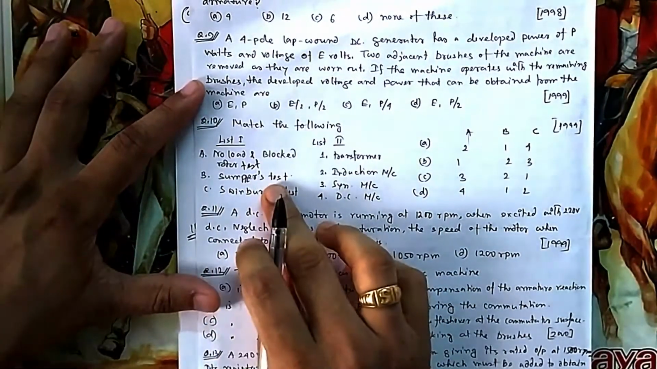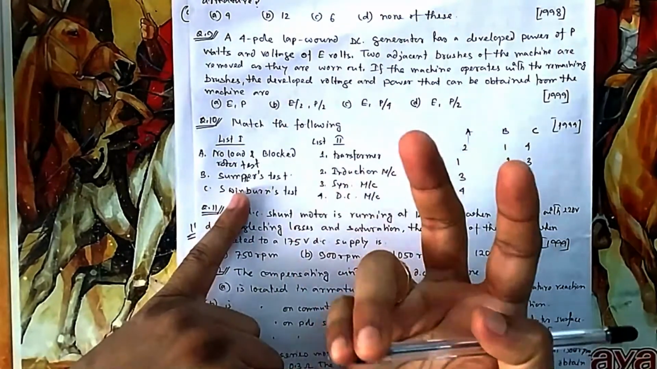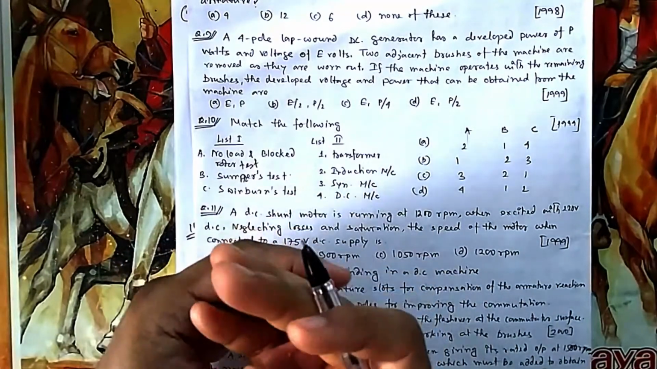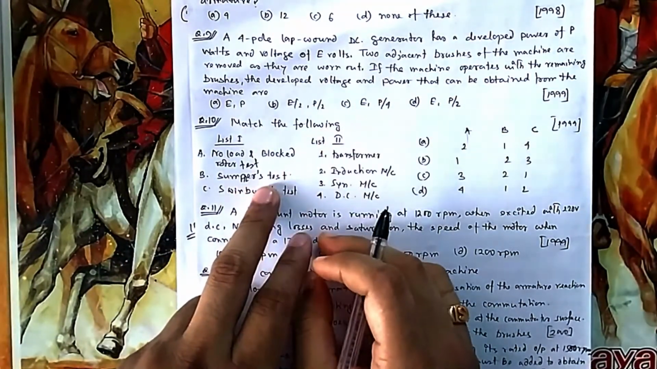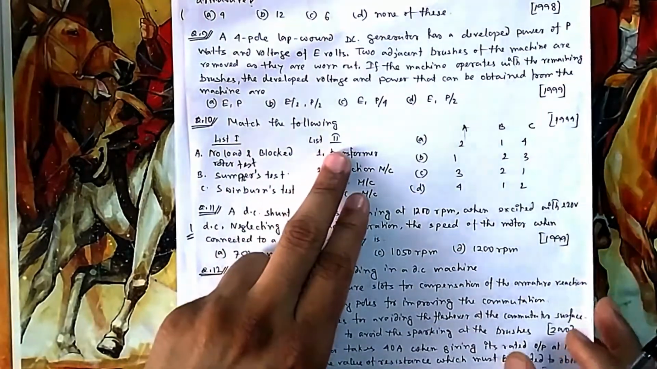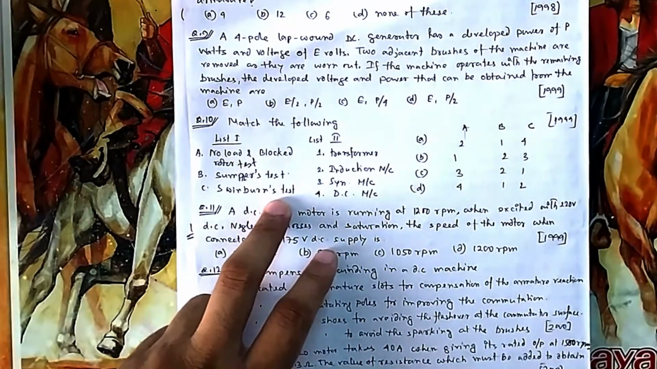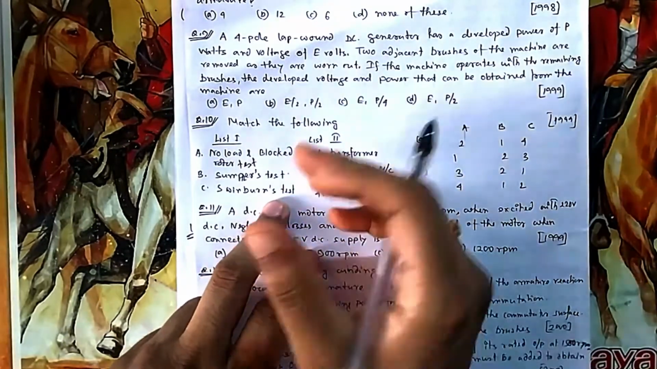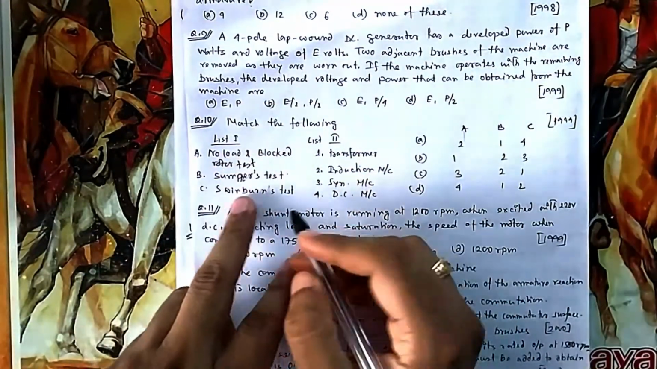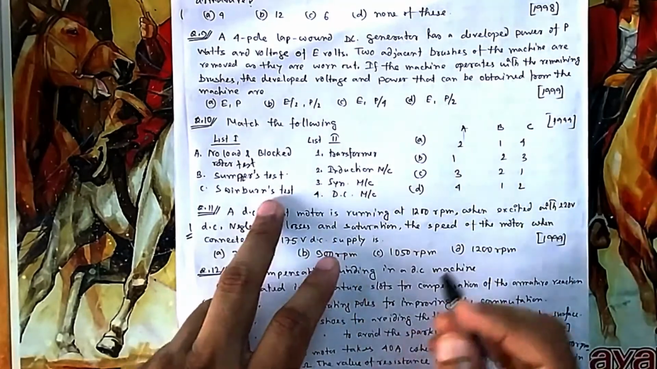This is Sumpner's test. This is done on back-to-back transformers, ideal transformers. Both the transformers should ideally look similar, and they are connected back-to-back, so that you can calculate the loading effect of the transformer. So obviously B will be connected with 1, and then C, Swinburne's test. It is done in DC machine, generally in shunt or compound machine, to calculate the constant loss, that is your iron loss. So that is Swinburne's test, which is in DC machine. So obviously C is 4.